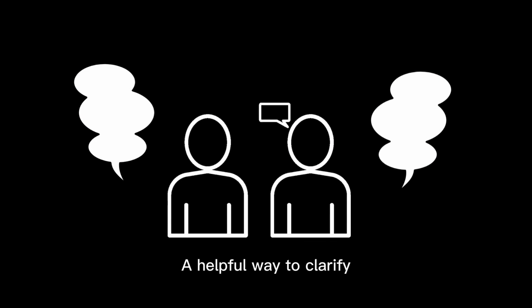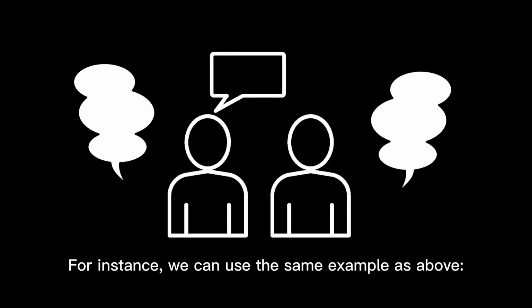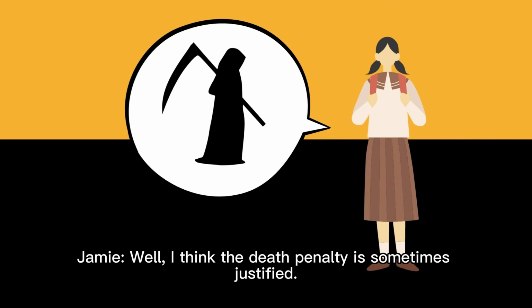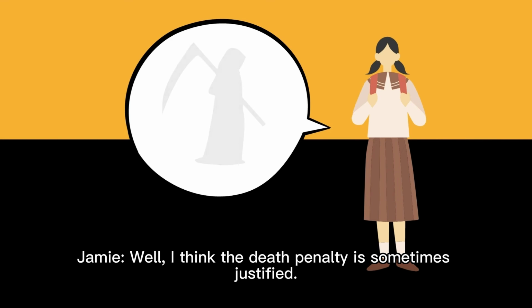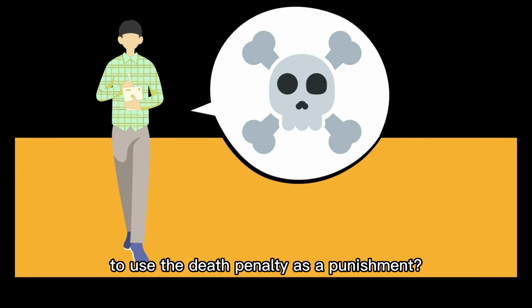A helpful way to clarify meaning is to repeat what someone just said using your own words. For instance, we can use the same example as above. Well, I think the death penalty is sometimes justified. Sorry, I'm not sure I'm following. Are you saying there are some cases it's okay to use the death penalty as a punishment?